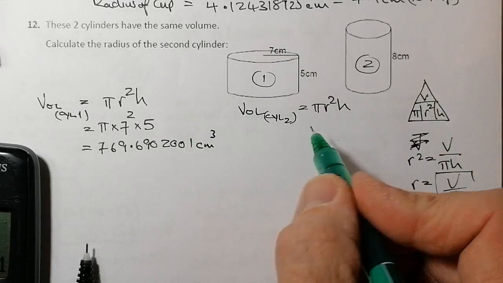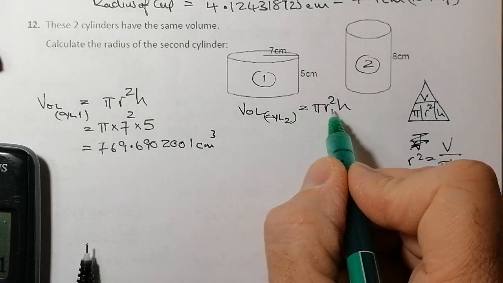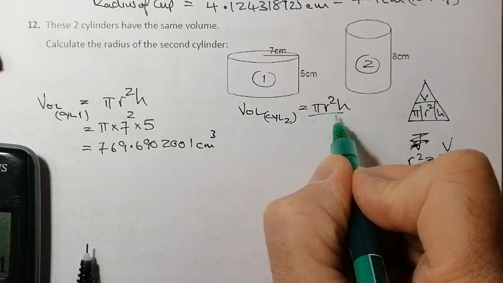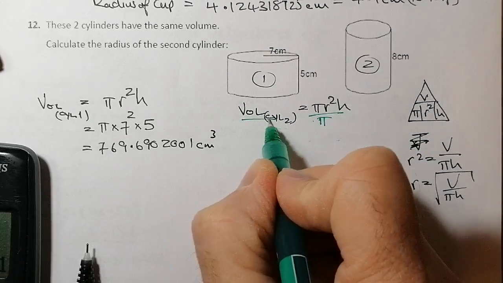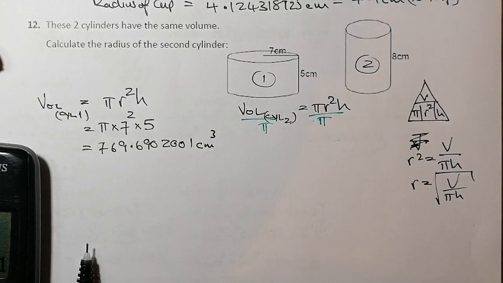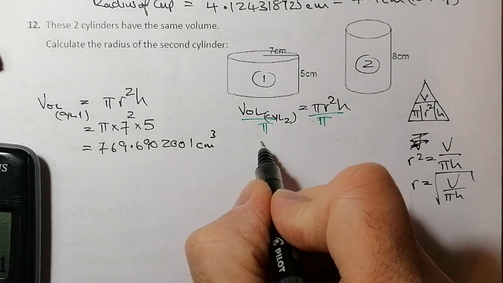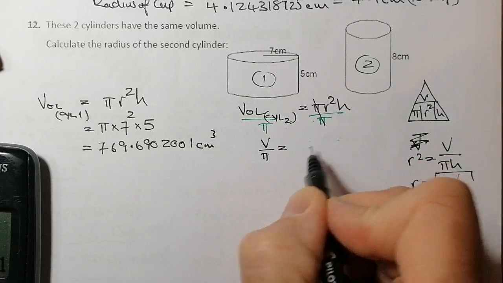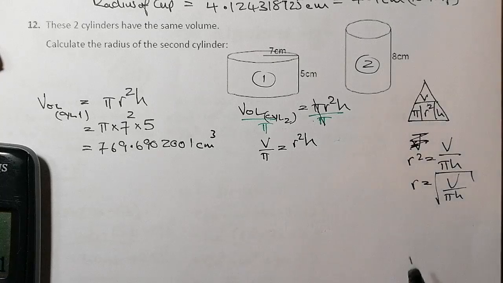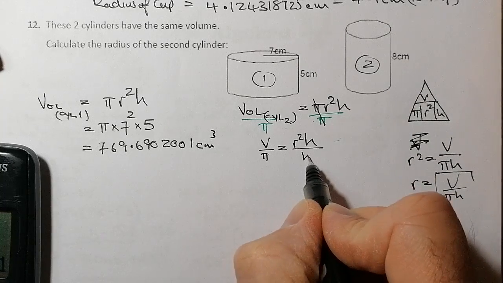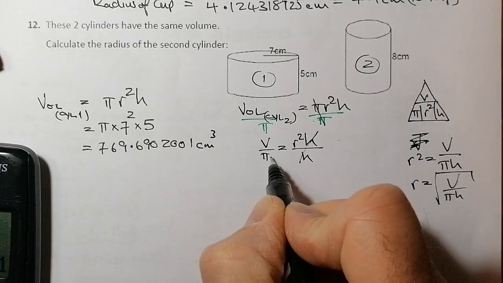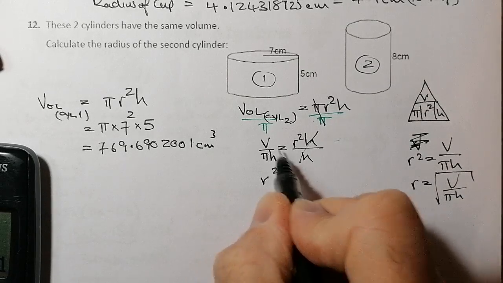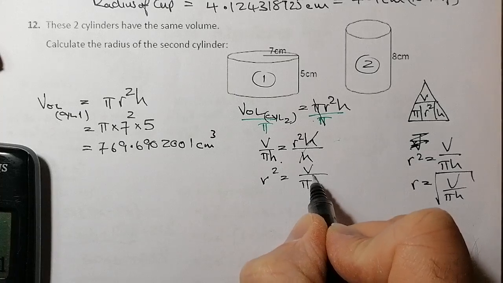If I was working out a change of formula, to get r squared on its own, first of all I'm going to divide each side by pi. So if I divide that by pi, I've got v over pi is equal to r squared h, the pis eliminating. I'll then divide both sides by h, which eliminates that, and I'll be dividing by h on this side here. So that gives me r squared is equal to v over pi h.